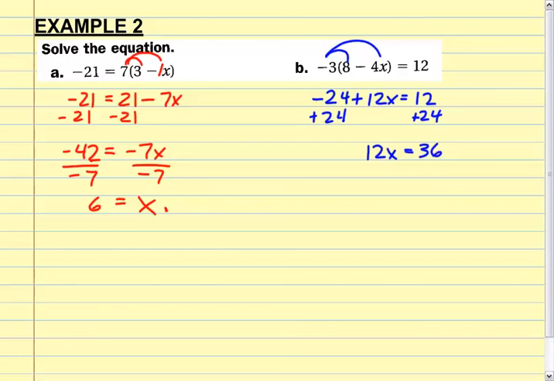Katia, what do I do next? You have to divide 12 by 12. And so what do I have? Good job, Katia. Truman, what do I have on the left side? X. And on the right side, Maddie? 3. Awesome. Beautiful. Love it. Let's look at the next one.